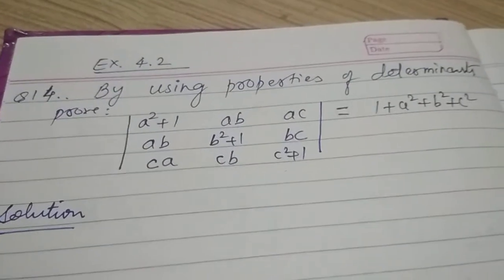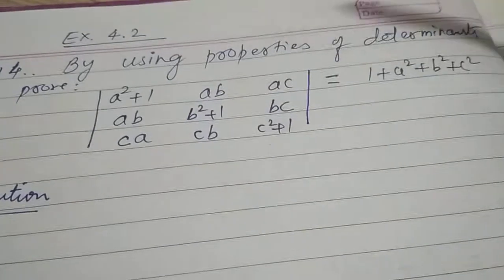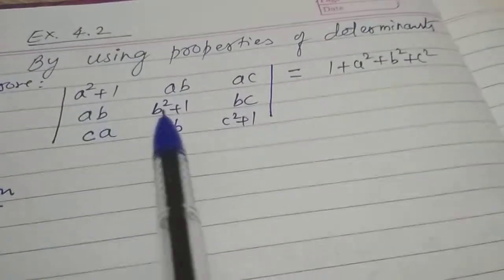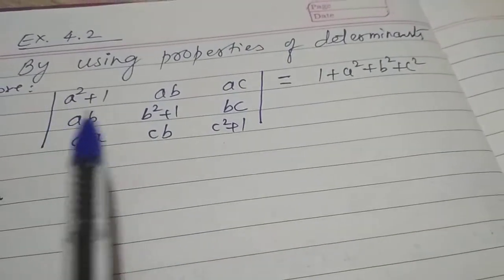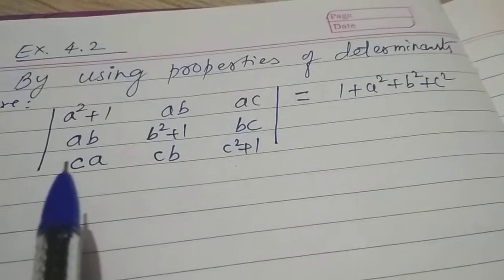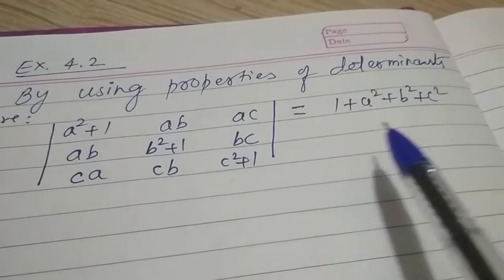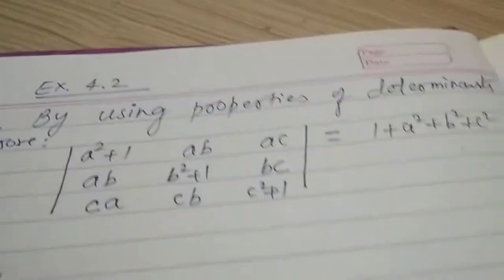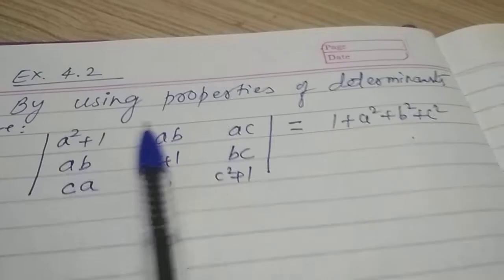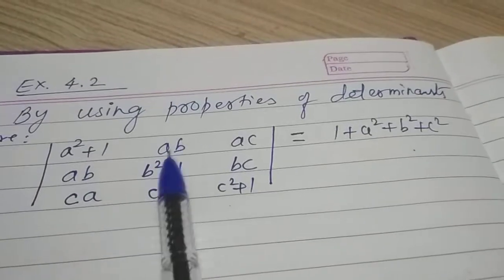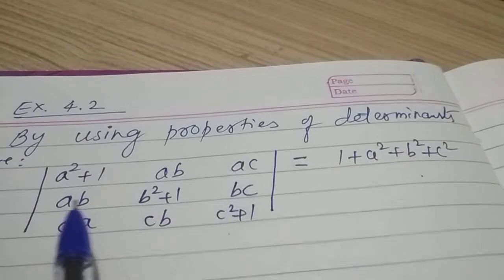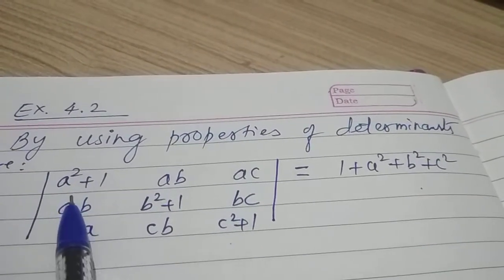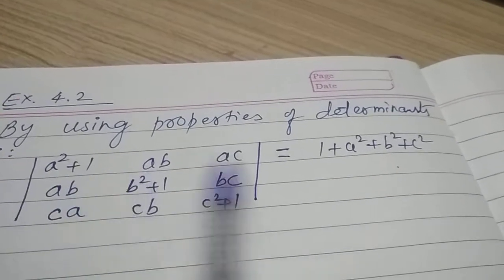So students, we have another question, number 14, exercise 4.2. Using properties of determinants, prove that this particular determinant, a square plus 1, ab, ac; ab, b square plus 1, bc; ca, cb, c square plus 1, is equal to 1 plus a square plus b square plus c square. So it is a quadratic determinant with somewhat two terms at a time and two different terms in product with a single term in one particular expression.